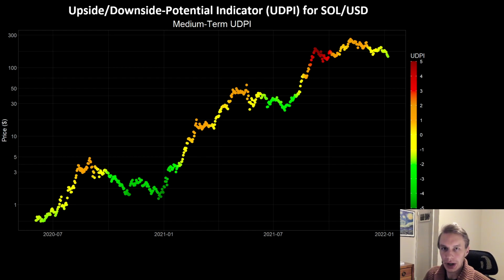So if you've been following the channel, you know the drill with our risk indicators. What I'm showing you here is the price action of Solana over time, with the price in logarithmic form and each dot being a day, and each day is color-coded based on the output of our risk indicator. So a score of 5 is high risk. That's when the upside potential is quite low, downside potential is quite high. And -5 is the opposite. When the downside potential is quite low, upside potential is quite high in the eyes of the model.